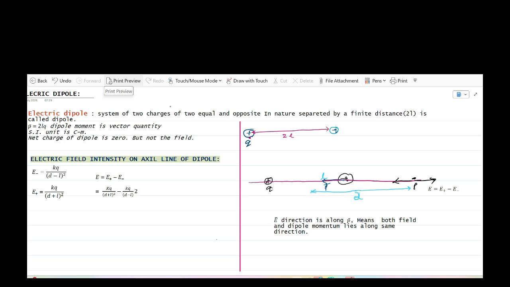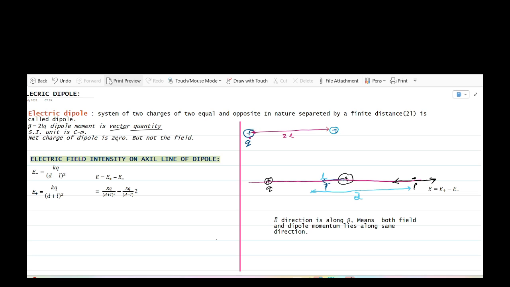So, electric dipole is a system of two charges, opposite in nature, separated by a finite distance 2L. L is small here. Dipole moment is a physical quantity which explains the dipole. P is equal to 2L into Q. You can write 2L bar into Q, and it is a vector physical quantity.